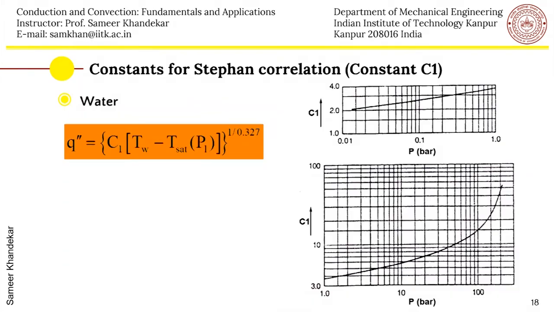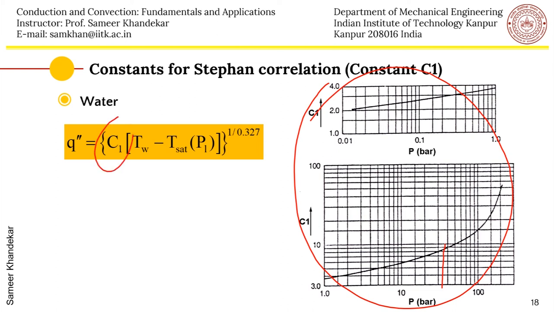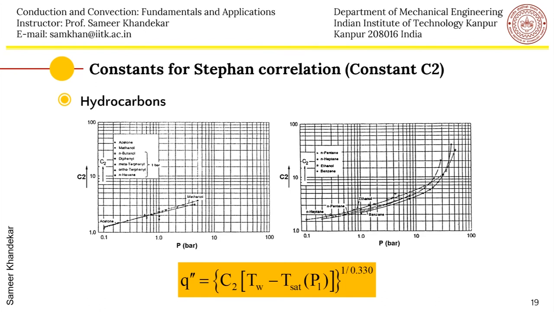Similarly, for hydrocarbons, the value of C2 is given on this sheet here, from which you can directly read the value of C2, at different pressure values starting from close to atmospheric to very high pressures. These values for different hydrocarbons like acetone, methanol, heptane, hexane, ethanol, benzene, etc. are given on this sheet.